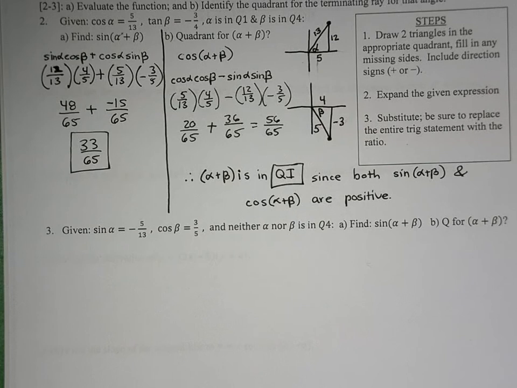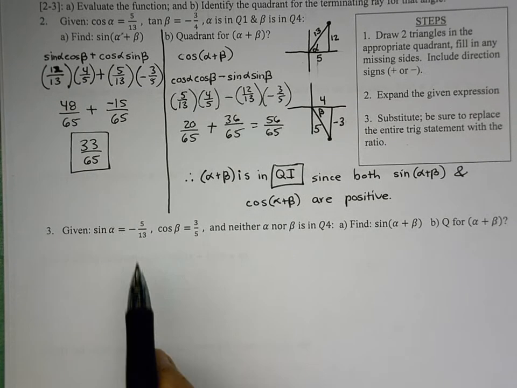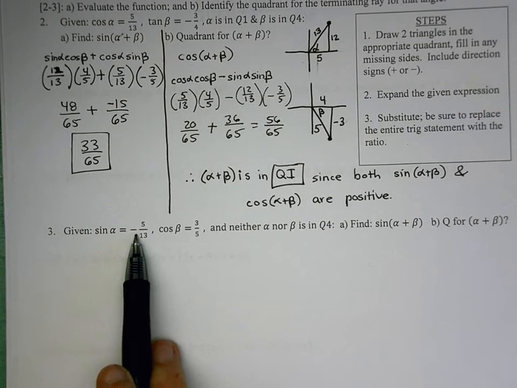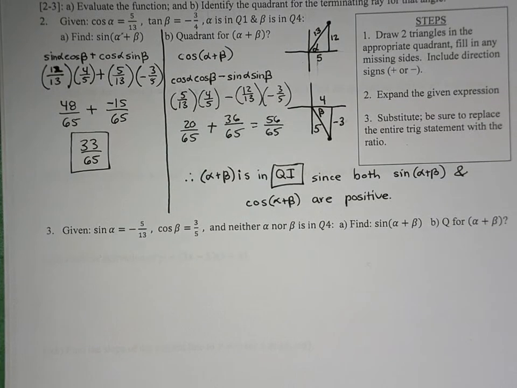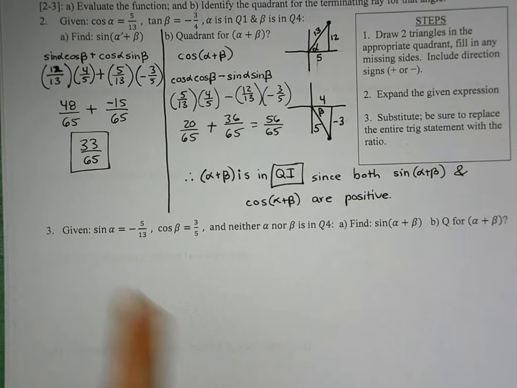Okay. Given sine of alpha equals -5/13 and cosine of beta equals 3/5, and neither alpha nor beta are in quadrant 4, find sine of alpha plus beta, and what quadrant is alpha plus beta in? Okay, so here we go. Let's break this down. So sine of alpha equals a negative. What quadrants could alpha be in if sine is negative?